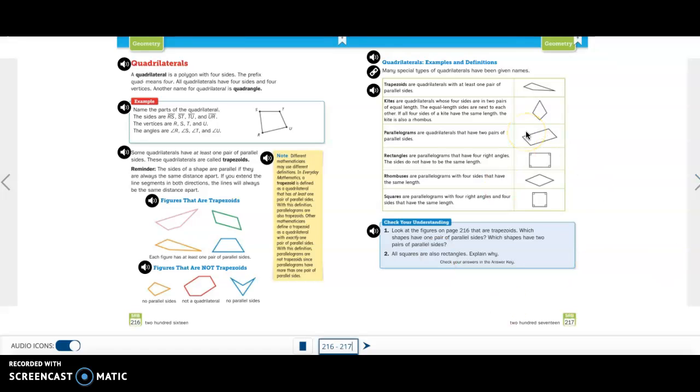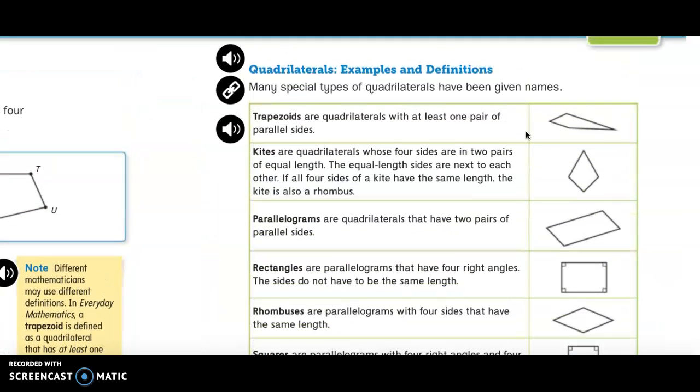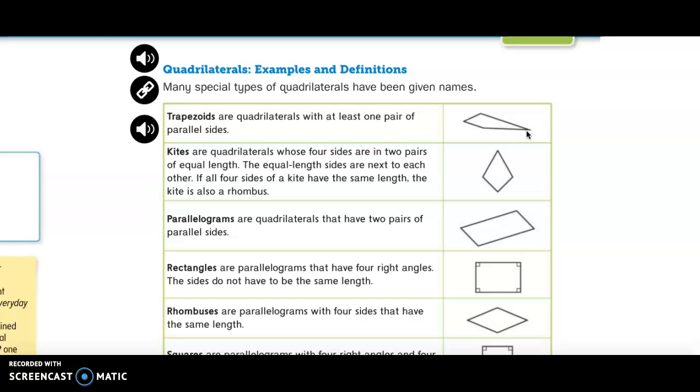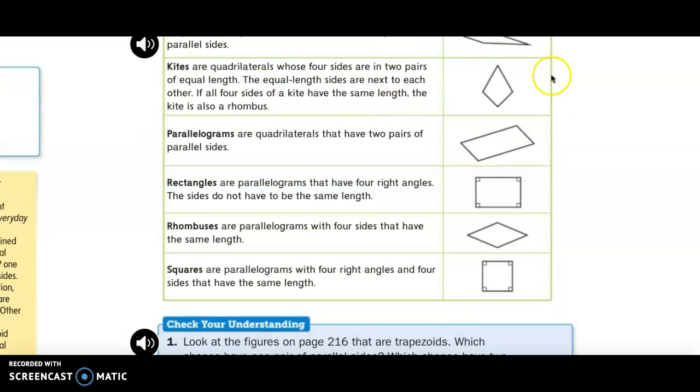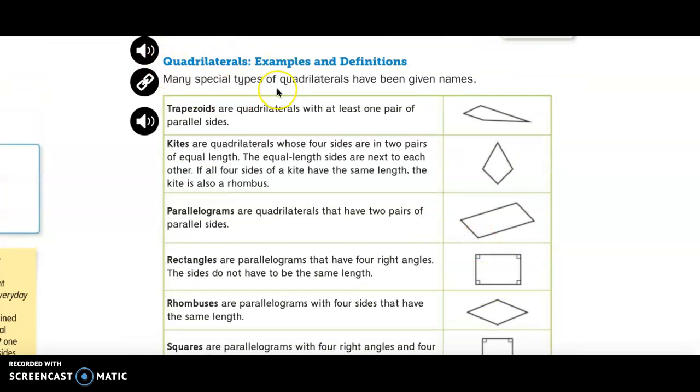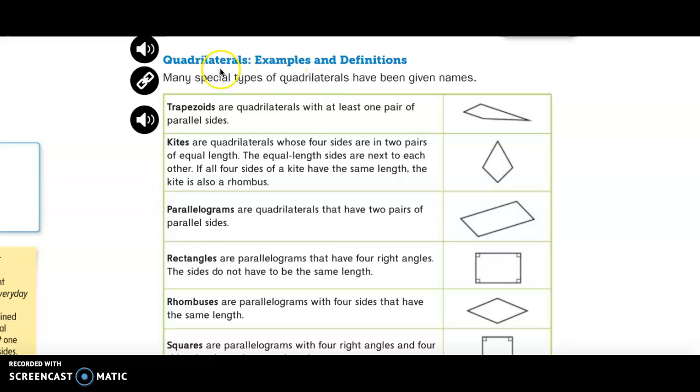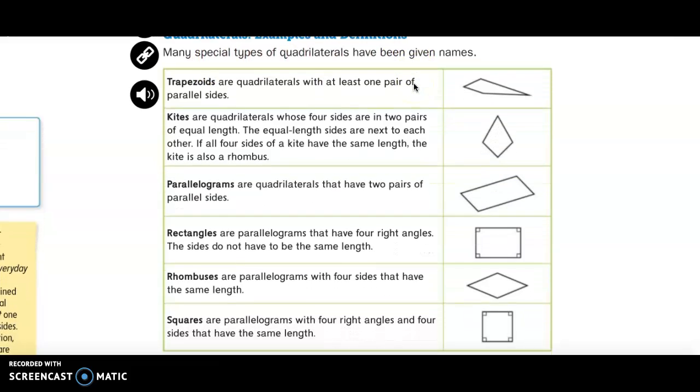And look at this. This is what I need. And then I zoom in, right? Make it bigger. Take 2 fingers and zoom on in. It says quadrilaterals, examples and definitions. So you know that all of these are going to be quadrilaterals. And quadrilaterals is what? When they have 4 sides. So there's many special types of quadrilaterals. Many special types of quadrilaterals have been given names.